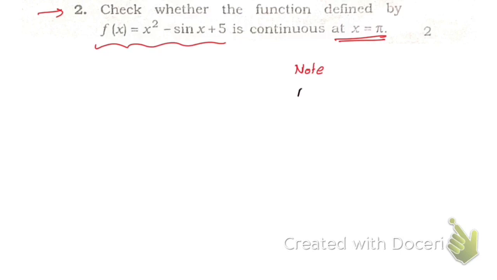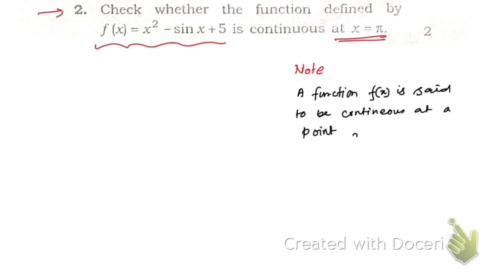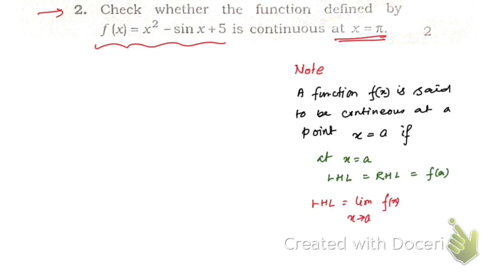The condition to be continuous: a function f of x is said to be continuous at a given point x is equal to a, suppose, where a is a real number, if the left hand limit at a and the right hand limit at the same point are equal to f of a. That means, how to find the left hand limit? Limit of f of x when x tends to a negative represents the left hand limit, and the right hand limit is given by limit of f of x when x tends to a positive.